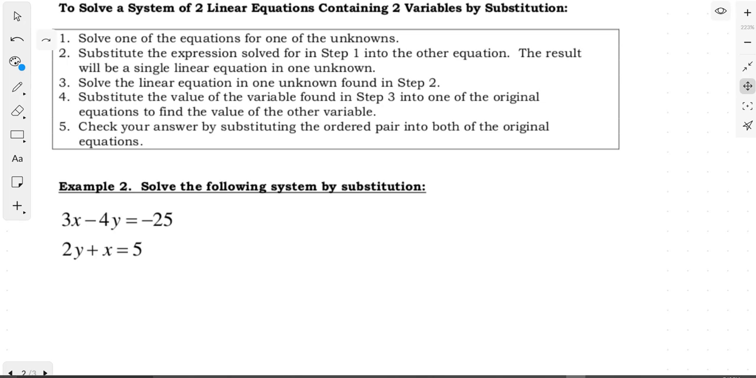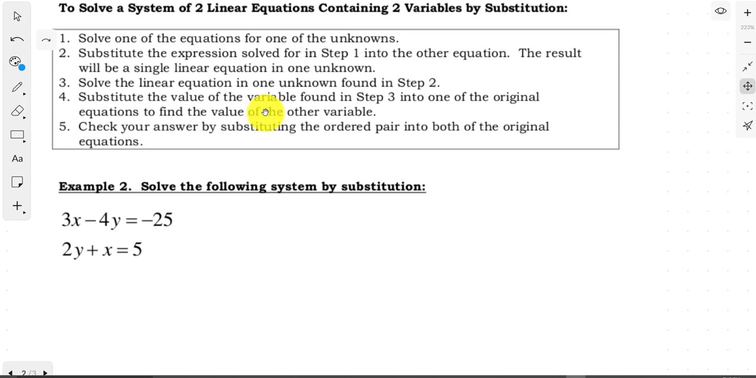Hello, class. In this video, I wanted to continue where I left off. I wanted to continue solving systems of equations by substitution. Again, I left the steps that you would follow to solve problems by substitution. And let's give this one a shot.